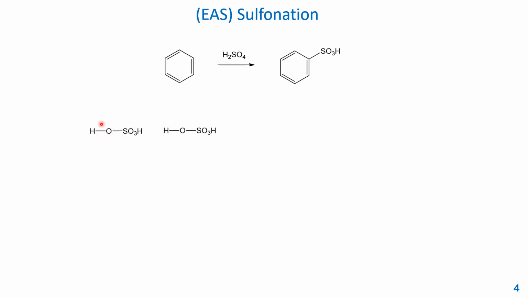One of the sulfuric acids will be protonated by the other molecule of sulfuric acid. So it follows very similar arrow pushing, and you can see the water formed again here, and that's a byproduct. And the oxygen-sulfur bond just dissociates, forming the water as a byproduct, and the real electrophile for the sulfonation is the sulfonium ion.